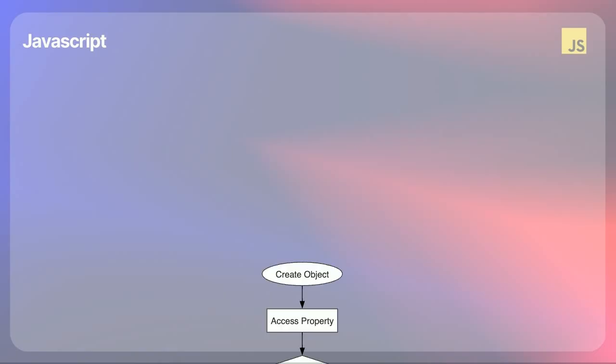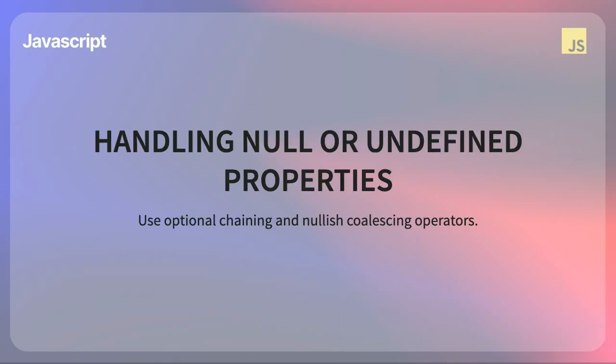Here's a diagram showing the creation and modification of an object. We'll use graphs to visualize this process. Be careful when working with properties that might be null or undefined. We'll see how to handle such cases.